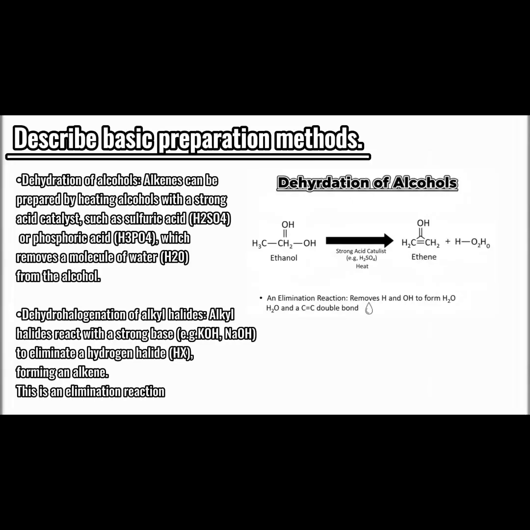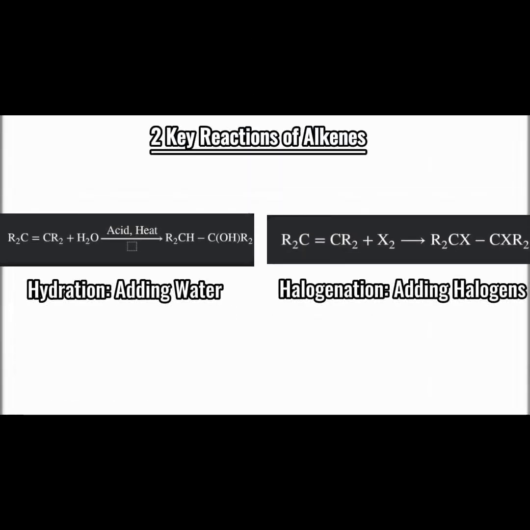The second method is dehydrohalogenation of alkyl halides. It means removing a hydrogen and a halogen. We react an alkyl halide like bromoethane with a strong base such as potassium hydroxide under heat. This process eliminates hydrogen halide from the molecule. In both cases, the key takeaway is that we eliminate two groups from adjacent carbons to form the new double bond.